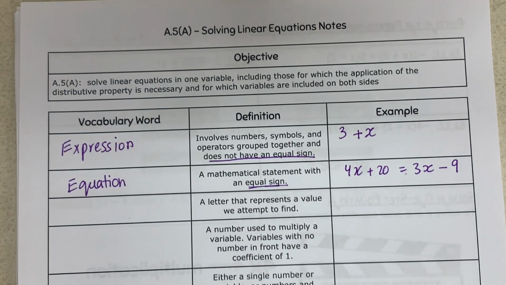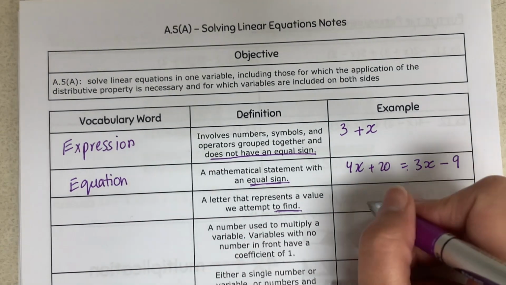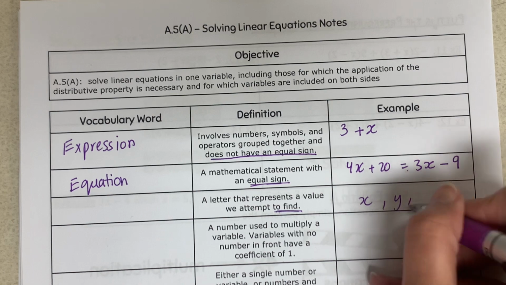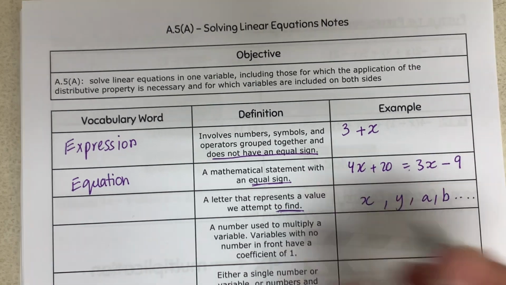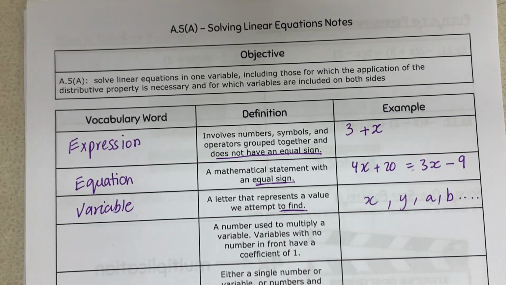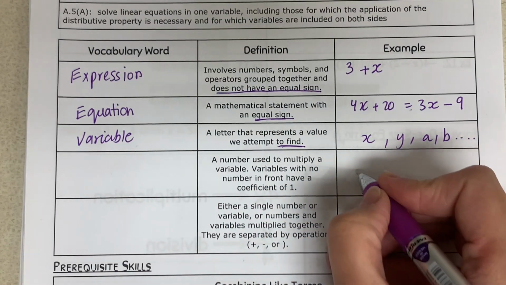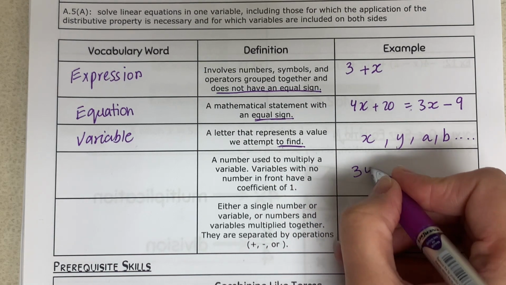A letter that represents a value we attempt to find, an unknown: x, y, a, b, and so on. It's called a variable. A number used to multiply a variable.